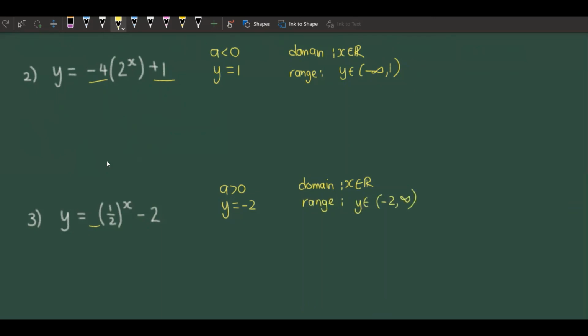Please make sure that you understand the concept of the domain and range of an exponential graph well, as it will determine whether you are able to calculate other aspects like the intercepts later on.